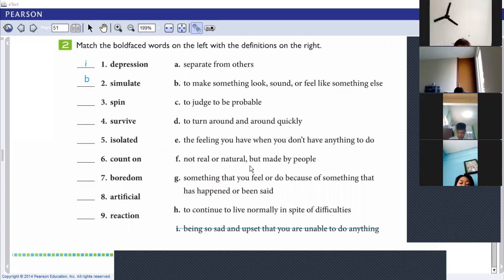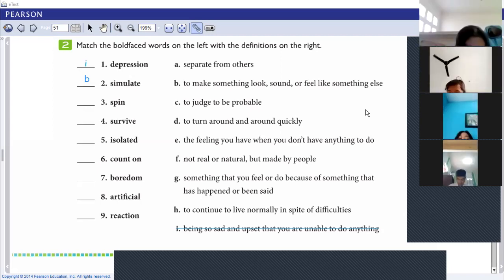Okay, Michael, can you answer number three? Spin. What is that? Michael? Michael, what is number 3? To turn around and run quickly. Yeah, D, to turn around quickly. D, very good, thank you. Number 4, survive. Gracia, Grace?